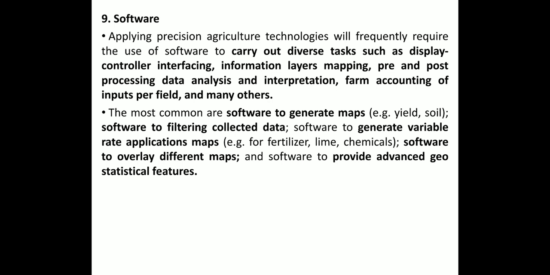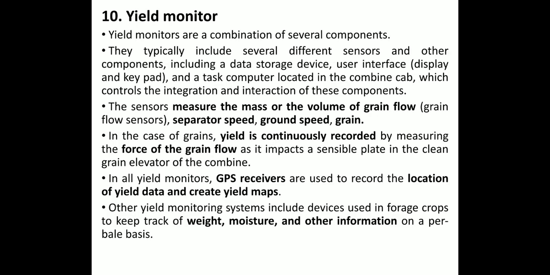With the help of software, we can generate maps, for example yield maps and soil maps, and filter and analyze the collected data. Software also generates variable rate application maps, overlaps the different maps, and provides geostatistical features. Then number 10, that is the yield monitor.